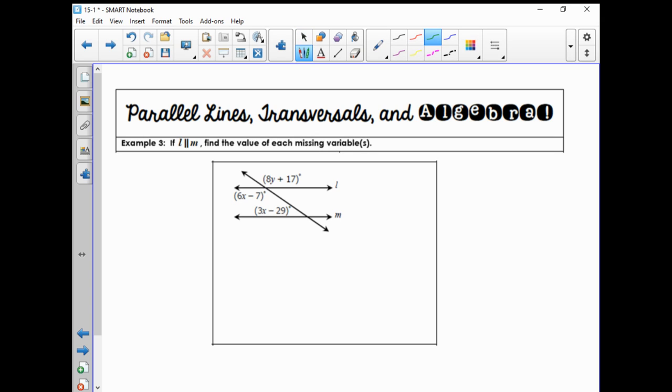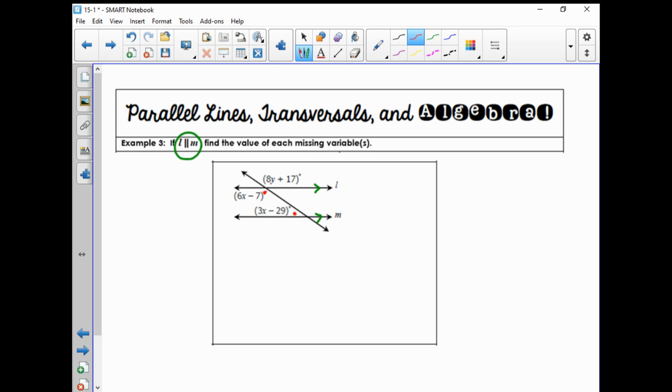On to our last three examples for this unit. So we're looking here, again, they've told us that these two lines are parallel. L and M are parallel. So we know special things about alternate interior angles and consecutive interior angles right here.